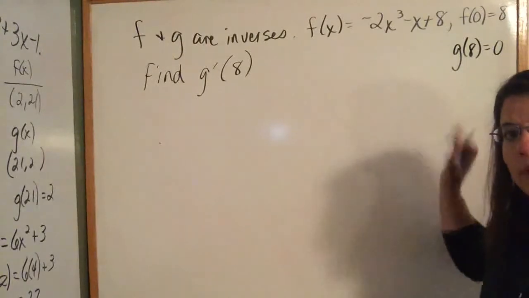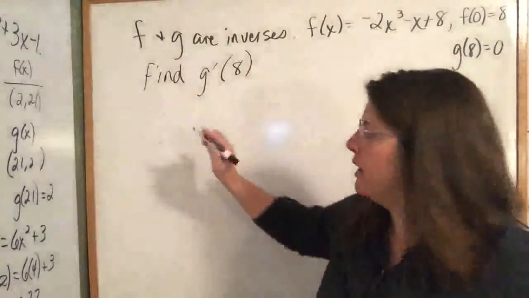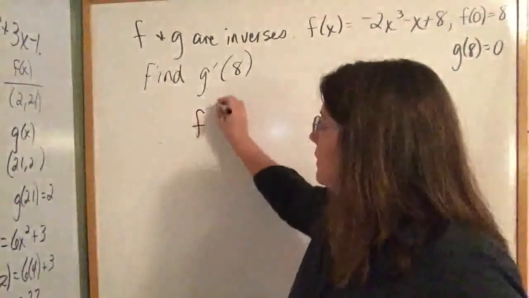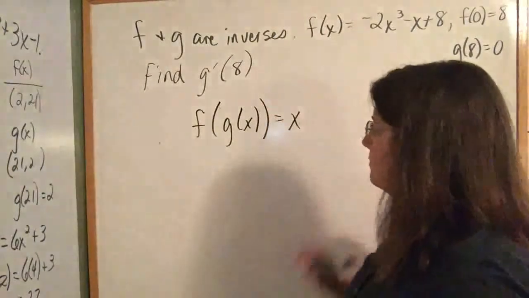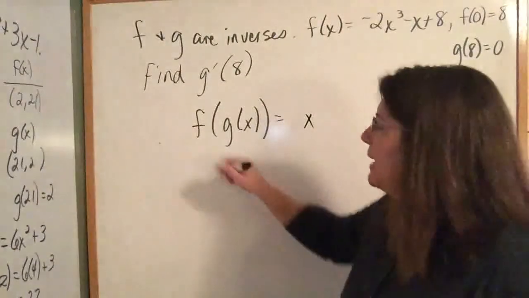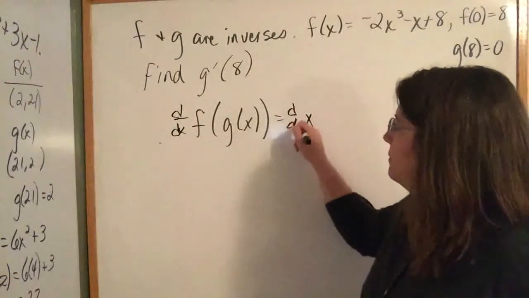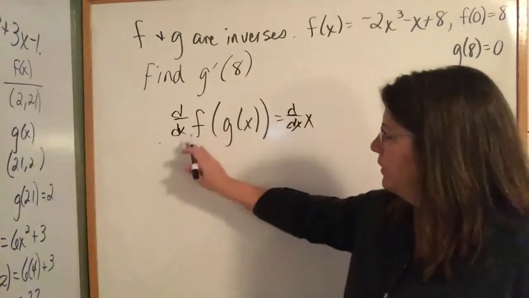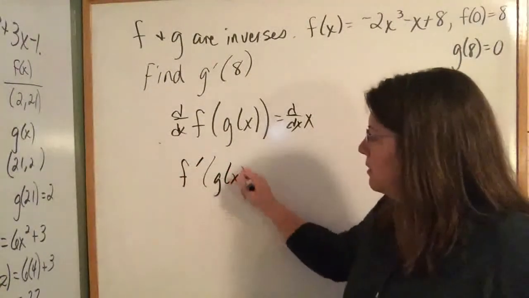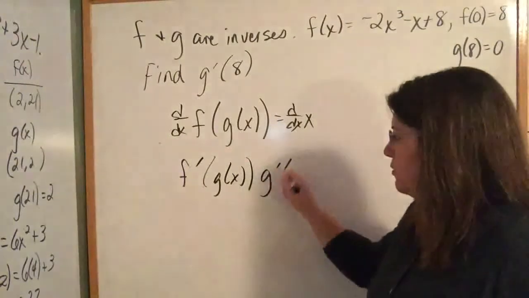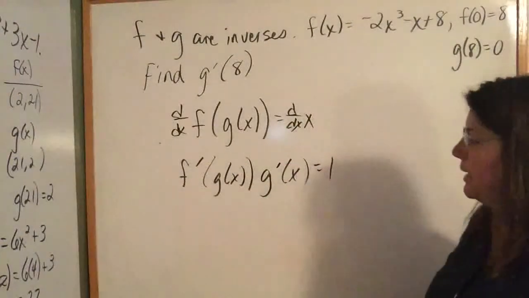So that's going to be a bit of information that we will use later. If we know f and g are inverses, we know that f of g of x equals x. So if we take the derivative of both sides, we're going to do the chain rule. The derivative of this side, we take the derivative of the outside function, multiply by the inside function, that's the chain rule, that equals 1.